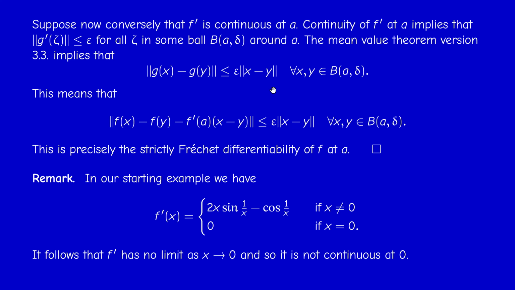So now we understand why in the first example, when we took x squared sine 1 over x, f was not strictly Frechet differentiable at 0. Because if you compute the derivative, we get this. So f prime is 2x sine 1 over x minus cosine 1 over x if x is different from 0, and 0 at 0. And you see here that f prime is not continuous at 0. So this explains why f failed to be strictly Frechet differentiable at 0.